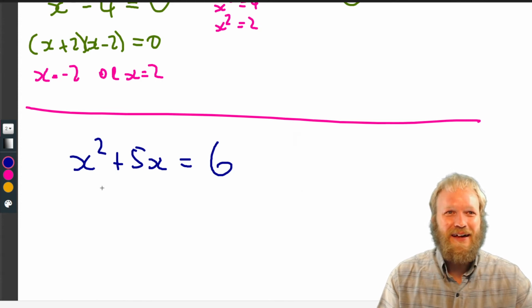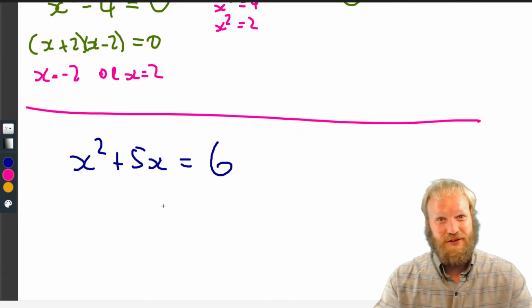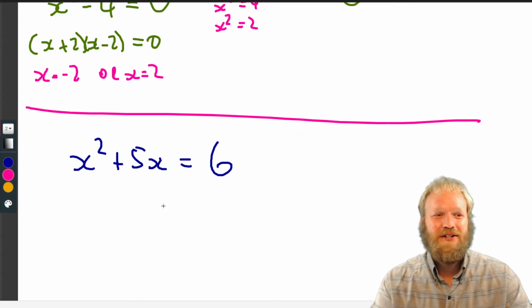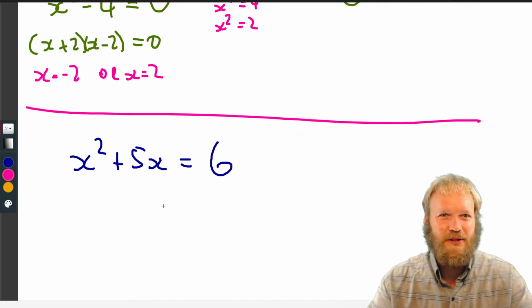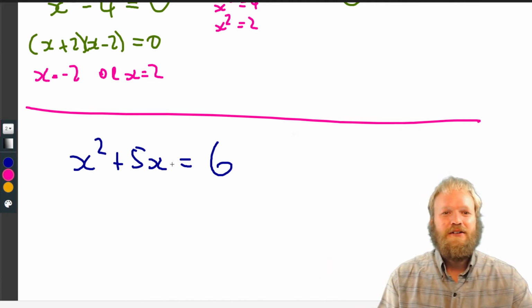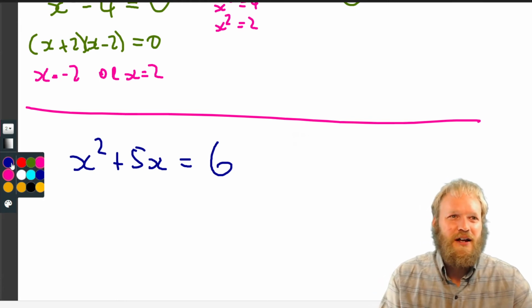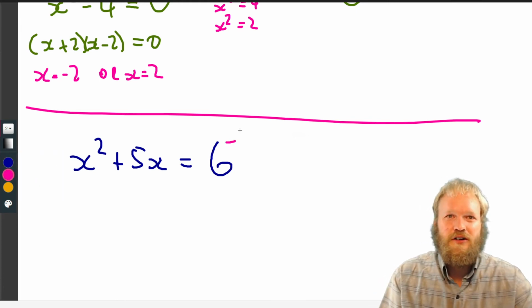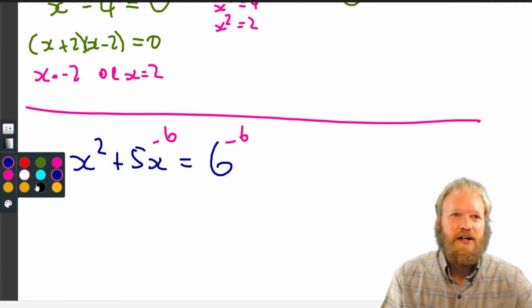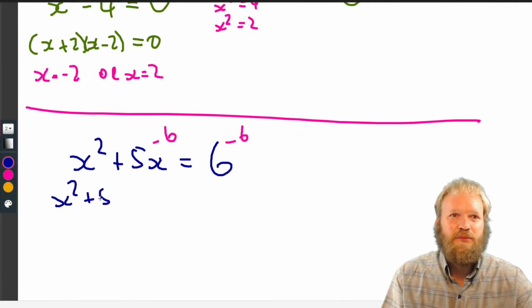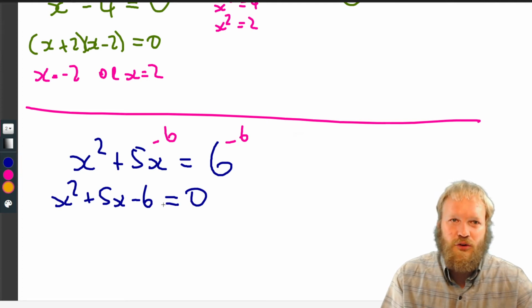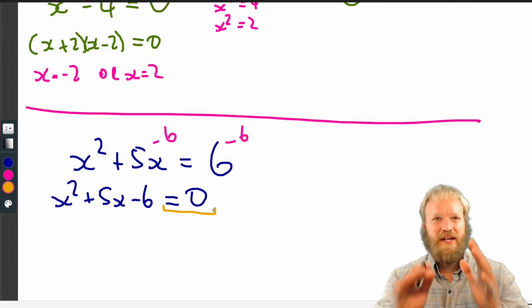So a nice method to do this, and I say that because I don't want to say the way to solve it, but a nice way to do this so that the questions become nice and similar to solve is to go, let's rearrange. So let's subtract 6 from each side. So we've got x squared plus 5x minus 6 equals 0. So our first step may be let's make it equal to 0.